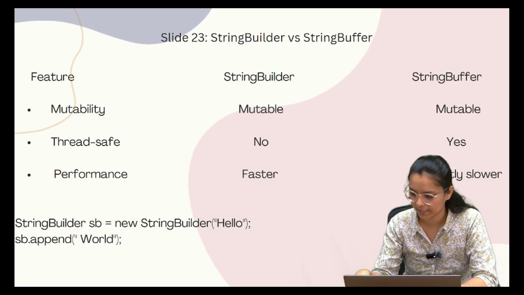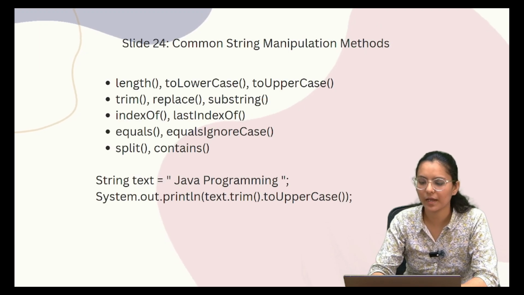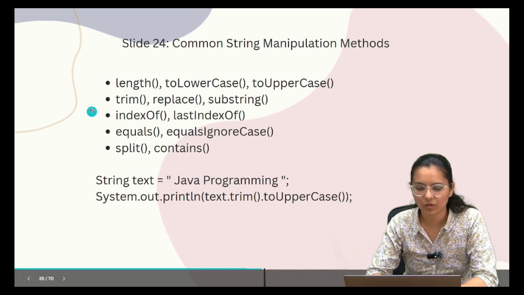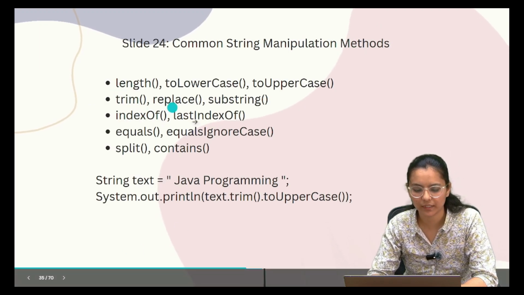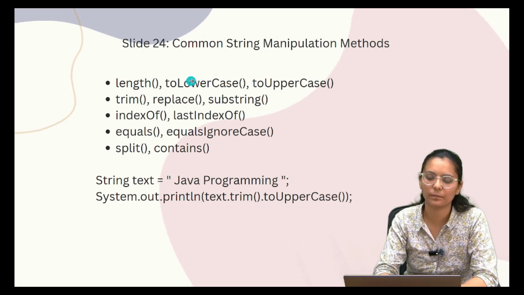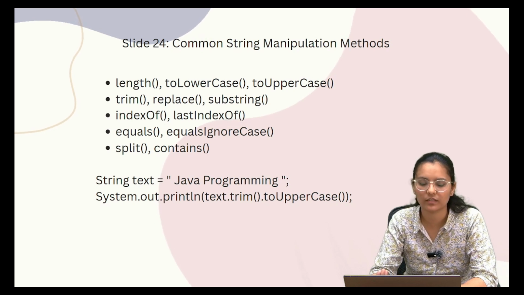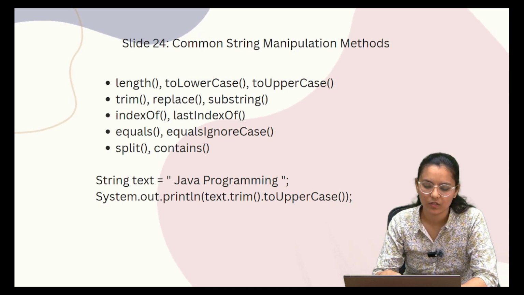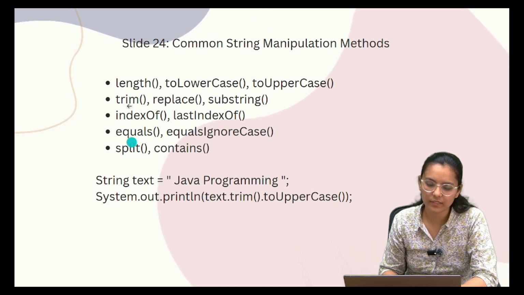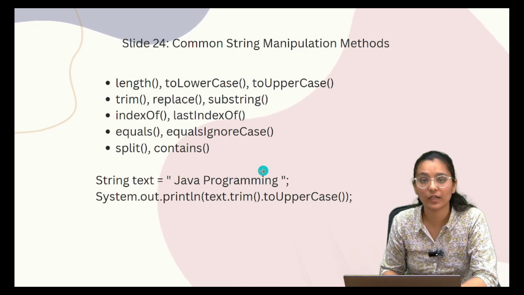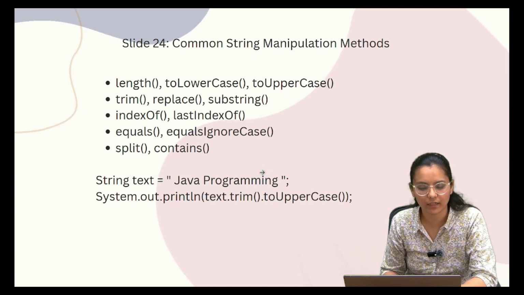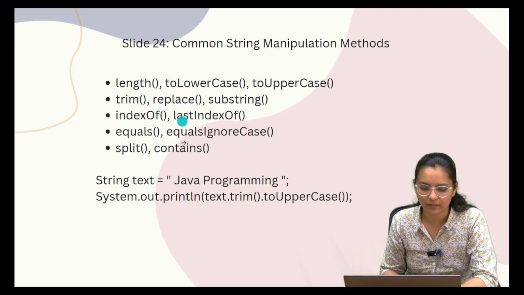Next is common string manipulations. In common string manipulations there are methods like length, toLowerCase, toUpperCase, trim, replace, substring, indexOf, lastIndexOf, equals, equalsIgnoreCase, split, and contains. We can use all these string methods in programs. While doing programs or code, we will use all these methods.